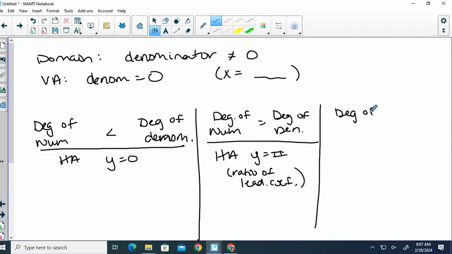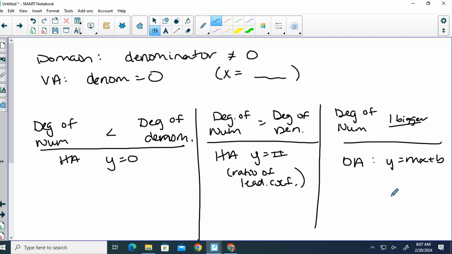Okay, if the degree of the numerator is 1 bigger than the degree of the denominator, what does that mean? It's not horizontal. It is an oblique. And that would be a line, y equals mx plus b. We have to do long division to get that. If it's more than 1 bigger, what does that mean? There's no horizontal or oblique asymptotes.